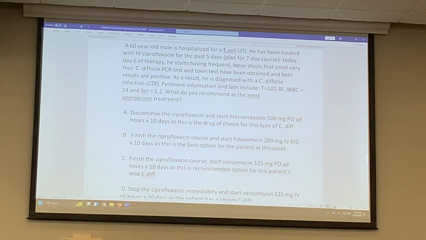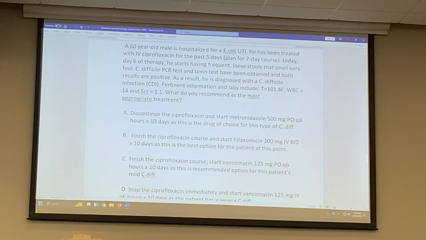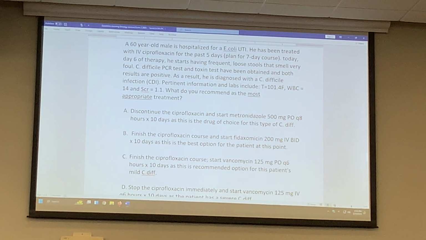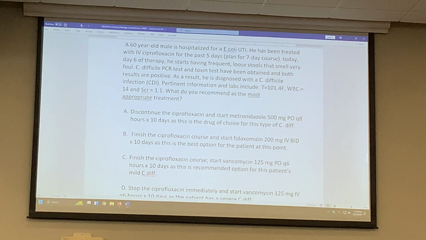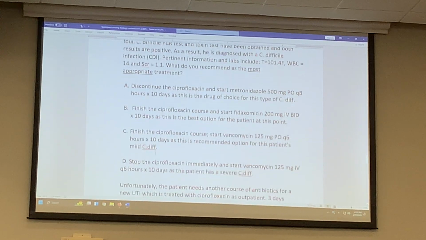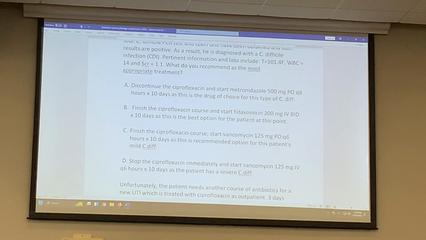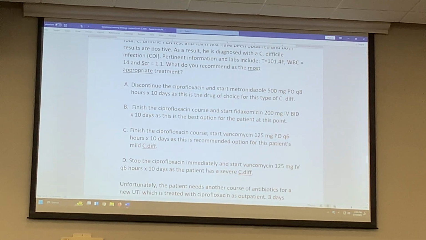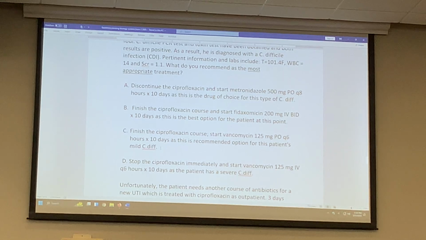Okay. Finish the ciprofloxacin course and start fidaxomicin 200 milligram IV twice daily for 10 days, as this is the best option for this patient. What is wrong here? It's only PO, right, thank you. It's only PO, it's not IV fidaxomicin. Finish the ciprofloxacin course, start vancomycin PO, as this is recommended for this patient's mild C. diff. Or stop the cipro immediately and start vancomycin IV, as the patient has severe C. diff.